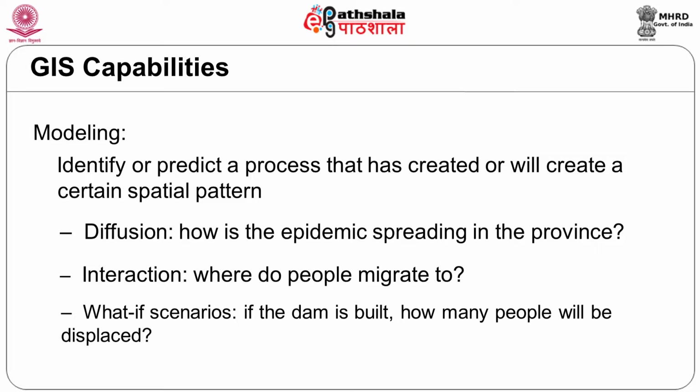Let me see how modeling can also be useful. Initially we just saw the analysis part, so let me talk about the modeling part. Modeling means to identify or predict a process that has created or will create a certain spatial pattern. For example, diffusion. When I am trying to model the data, I want to know how far an epidemic has spread in the area. I was talking about vector-borne diseases like dengue, malaria and other things.